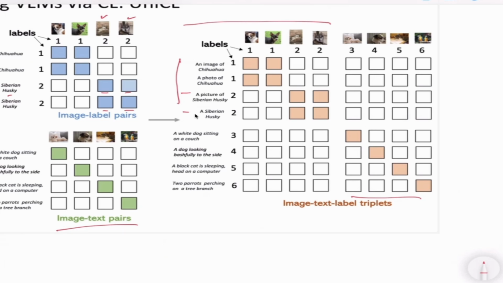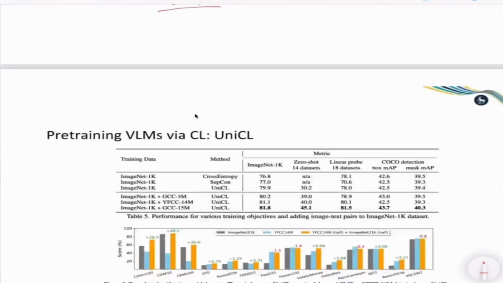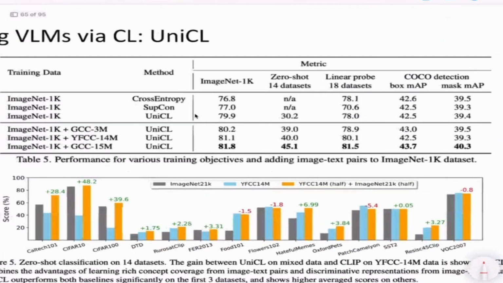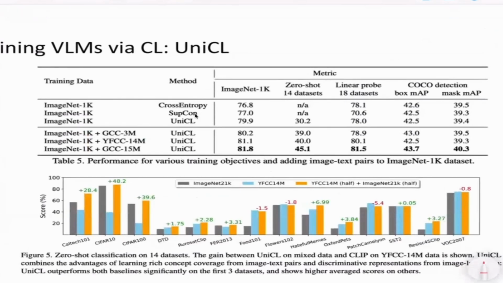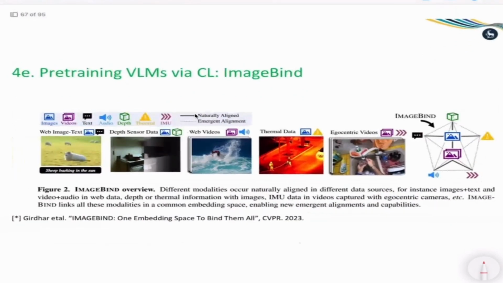Yeah. So that is your UniCL method. So they showed that if you do that, you get quite decent performance for zero-shot learning and so on and so forth. Yeah. So what you want to do now is quite interesting.